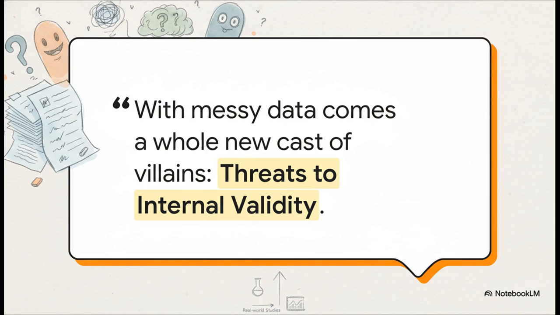Yeah, and when you can't randomize, it's like leaving the front door unlocked. A whole bunch of problems can just walk right in. The book calls them threats to internal validity. Me, I call them the villains of the story.